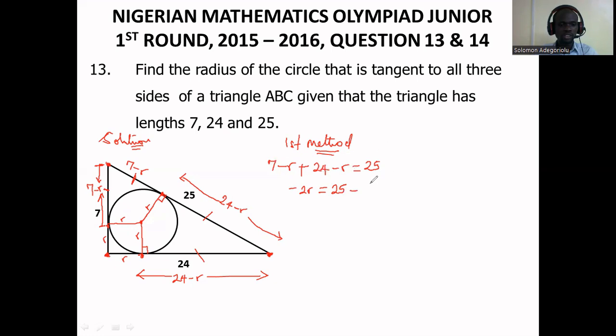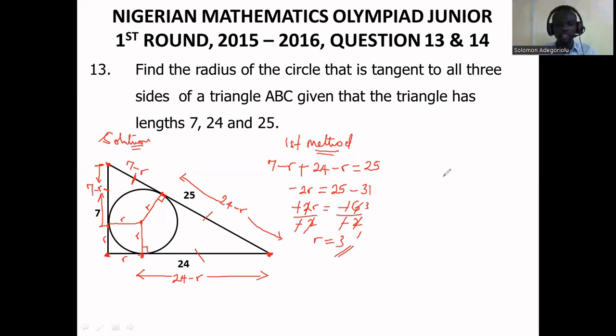If you bring 31 to this side, it becomes a negative sign. That's 25 minus 31, and this gives us minus 2r is equal to minus 6. We divide both sides by the coefficient of r, which is minus 2. The minus signs cancel, and 6 divided by 2 is 3. So radius is equal to 3. Our radius is 3.